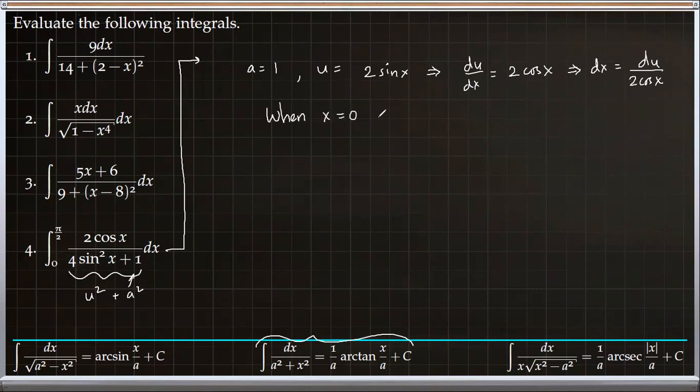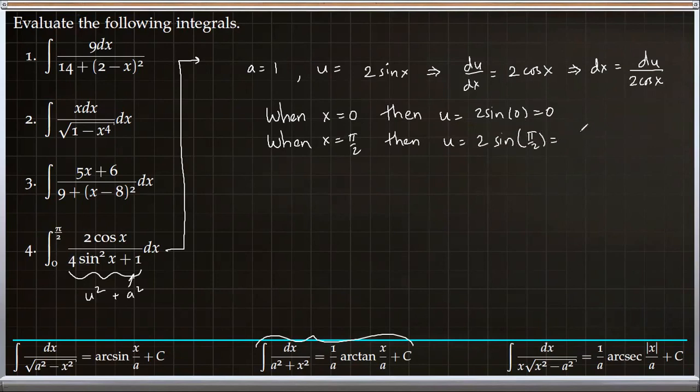When x equals 0, then u equals 2 sine of 0, which is 0. And when x equals pi by 2, then u equals 2 sine pi by 2, and sine pi by 2 is 1. So therefore we have 2. So these will be the new limits.